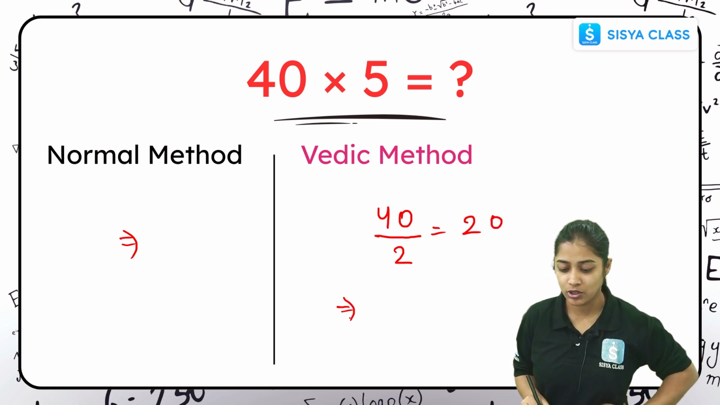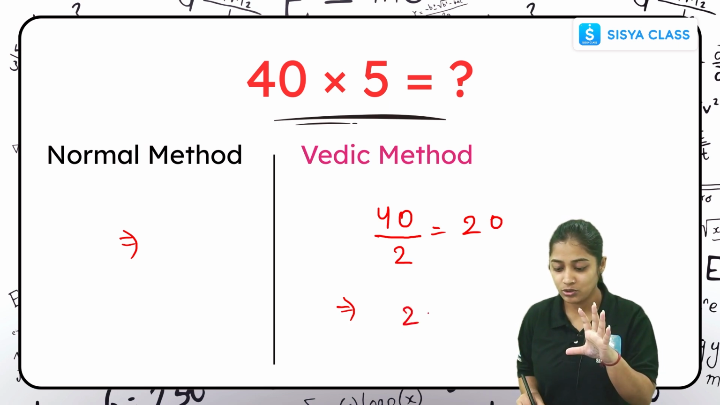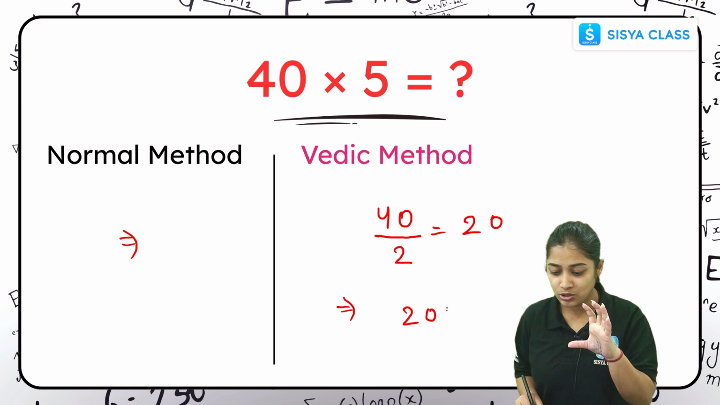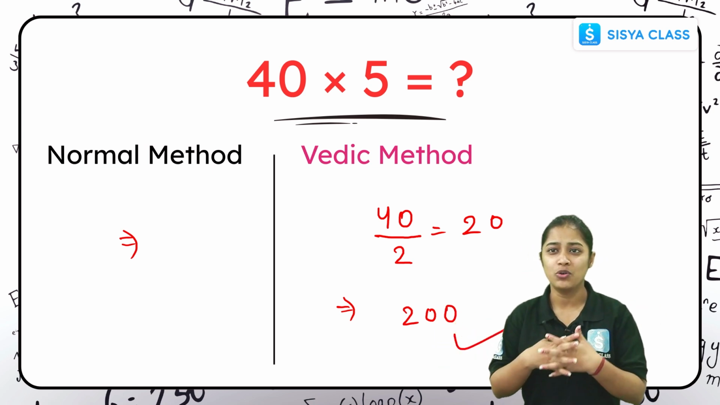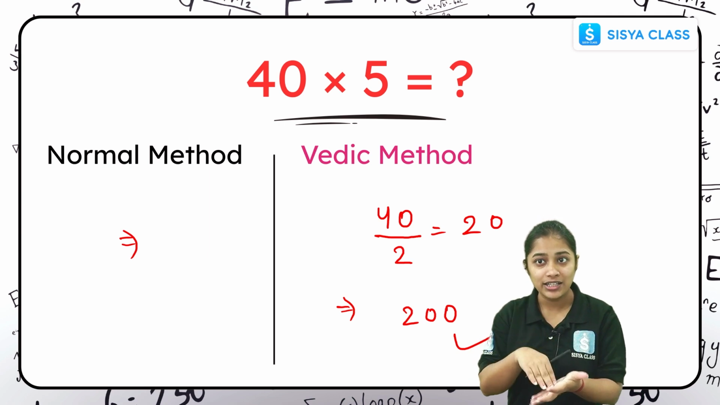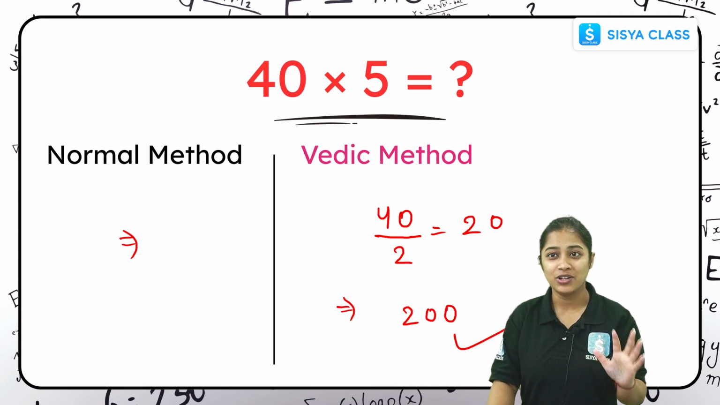Now after that, what will you do? Just add 0 in your number, okay? So here you have 20, just add 0 at the end. So this is your answer. Very easy, right? Whatever number you have, divide it by 2 and in the result add 0 at the end. Let's see one more example.